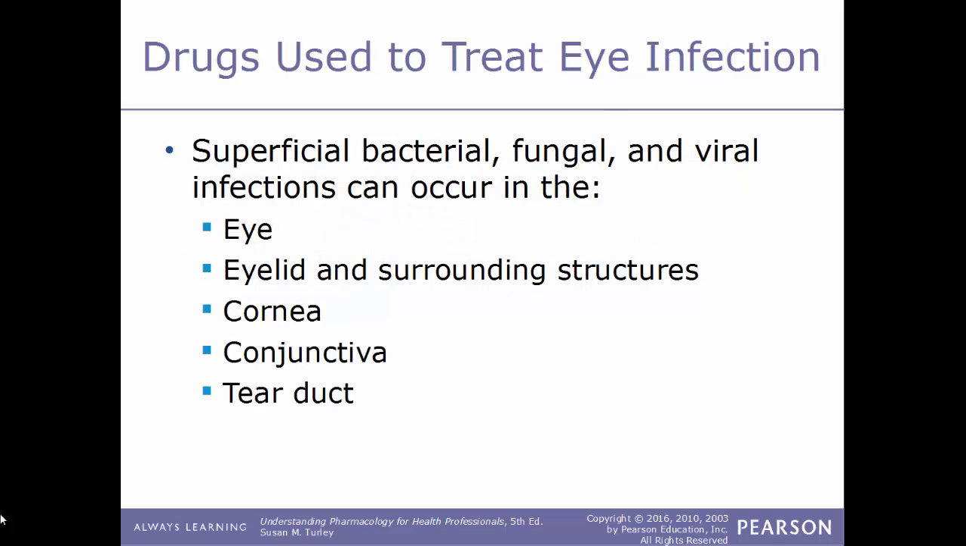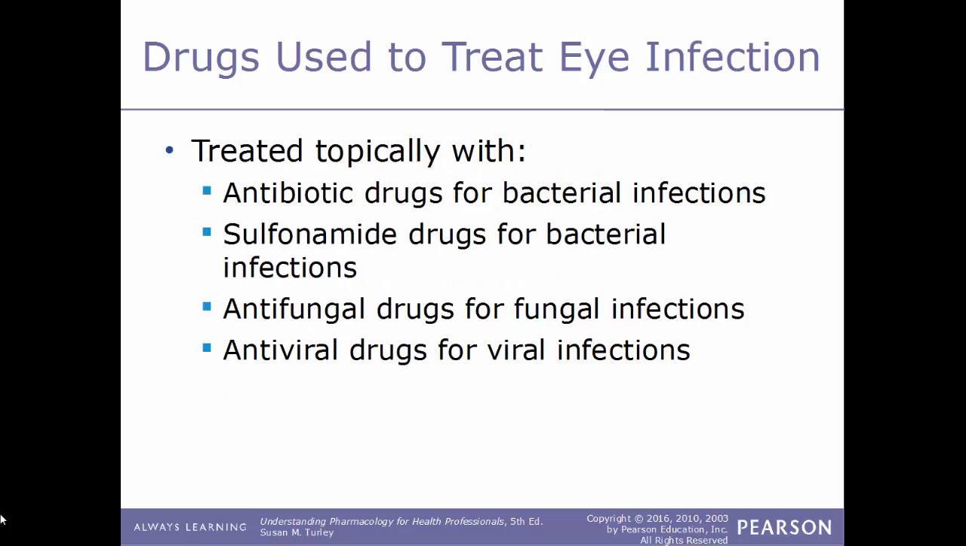First, we'll start off with drugs that are used to treat eye infections. Now, superficial bacterial, fungal, or viral infections can occur either within the eye itself or the eyelid and the surrounding structures: the cornea, the conjunctiva, and also the tear duct. These infections will be treated topically with antibiotic drugs for bacterial infections, sulfonamide drugs for bacterial infections, antifungal drugs for fungal infections, and antiviral drugs for viral infections.